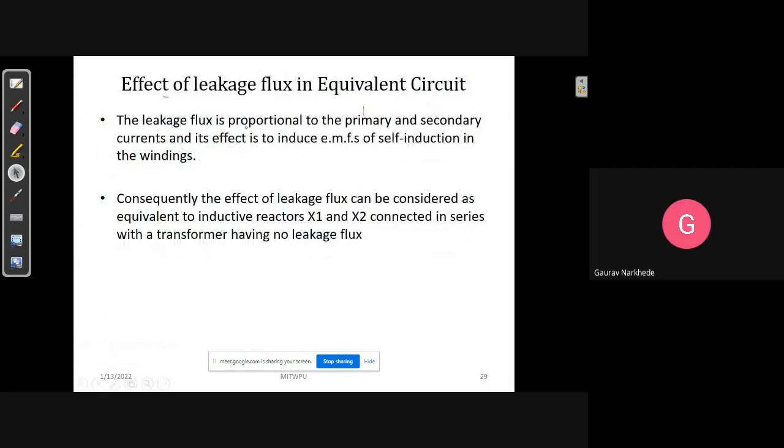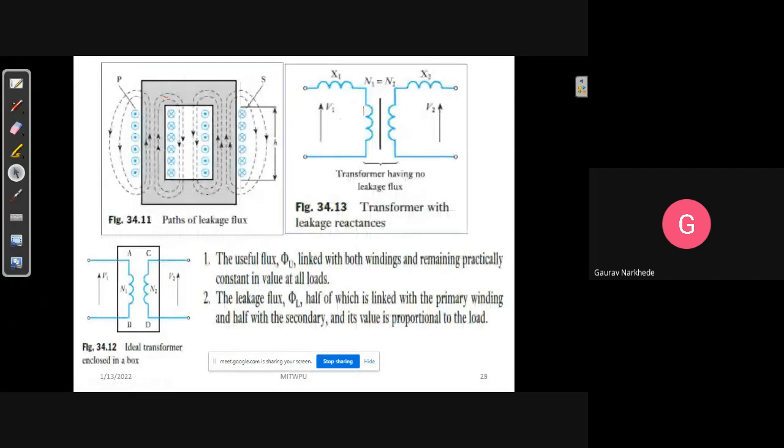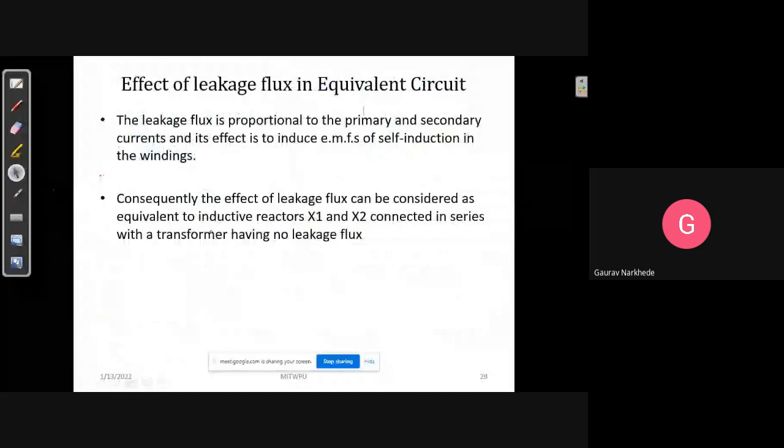Now the effect of leakage flux. That flux will get leaked. It is proportional to the primary and secondary current, and it has an effect on the induced EMF. I will explain that later, but what happens is, whenever current is flowing in this winding, it will produce some flux. This flux will get linked to the secondary because of this core, but some of the flux lines will go in the opposite direction. So can I say these flux lines are getting leaked? Yes, sir. So this is a waste of energy. That's why these are called leakage flux lines. So we have to take the effect of this leakage flux into account also.